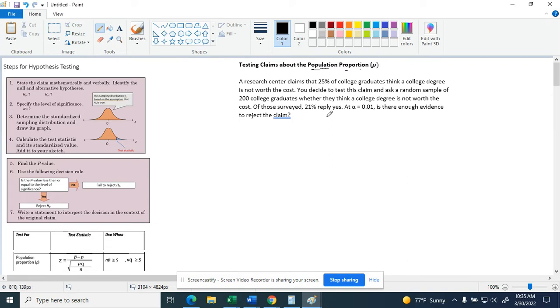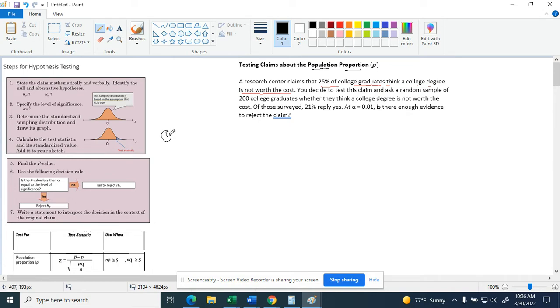Okay, so here is a problem about a claim about the population proportion. A researcher claims, see, there it comes, that 25% of college graduates think a college degree is not worth it. You decide to test this claim and ask a random sample of 200 college graduates whether they think a college degree is not worth the cost. So basically, when somebody has a claim, you should collect a sample and use that sample to decide whether you believe the claim or not. Let's follow the 7 steps that are here.